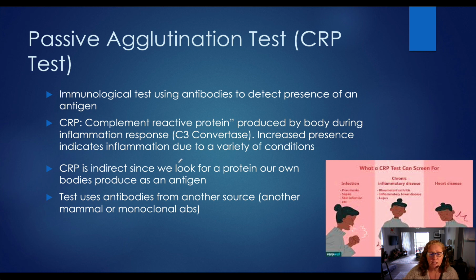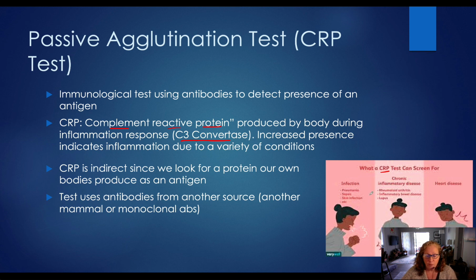In this particular test, we are going to be running a test for what's called CRP. CRP stands for complement reactive protein. When you cover your immunology chapters in your lecture course, you will learn this as C3 convertase. This is the complement protein C3. C3 is elevated. We produce C3 in elevated levels during inflammatory conditions. It's also produced in elevated levels during bacterial infections.